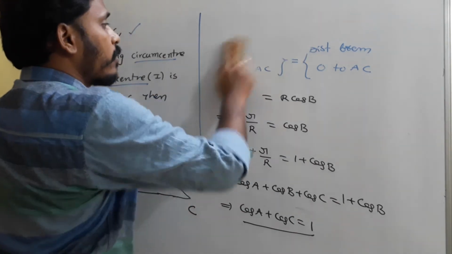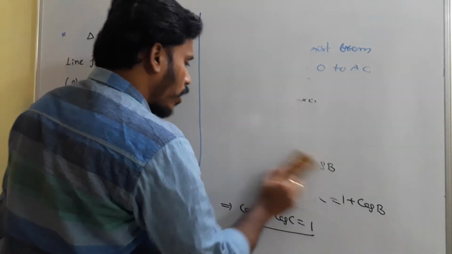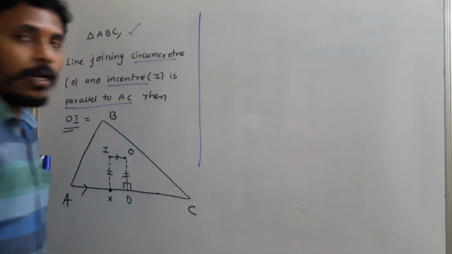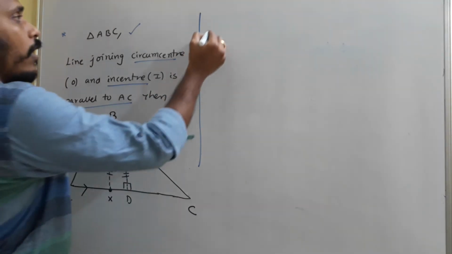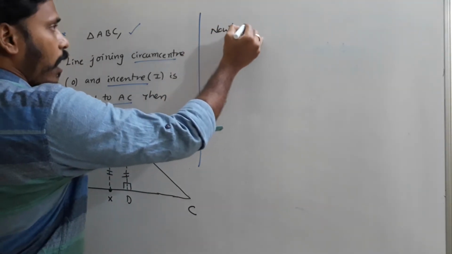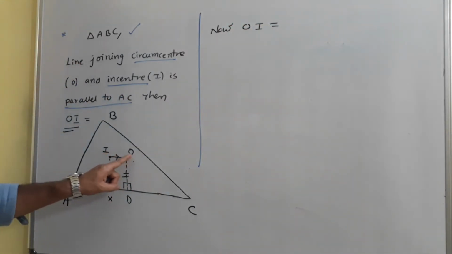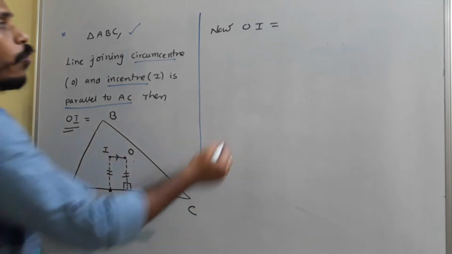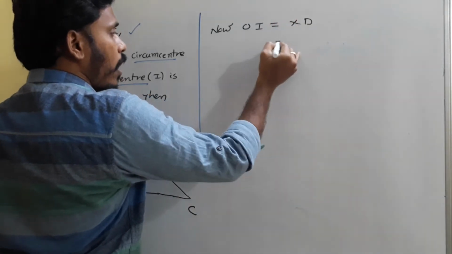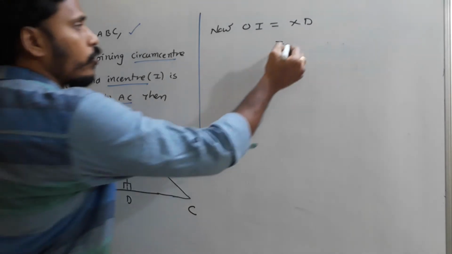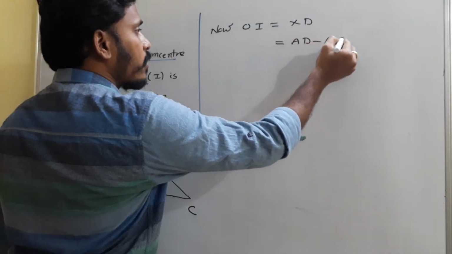I will erase it for the space. Now we have in our hands that cos A plus cos C is equal to 1. Keep that in mind, I will use it for the requirement. Now we need to find OI. From the diagram, this OI, the distance from circumcenter to incenter, is equal to XD. And XD is simply AD minus AX. This is A, right? So XD means AD minus AX.